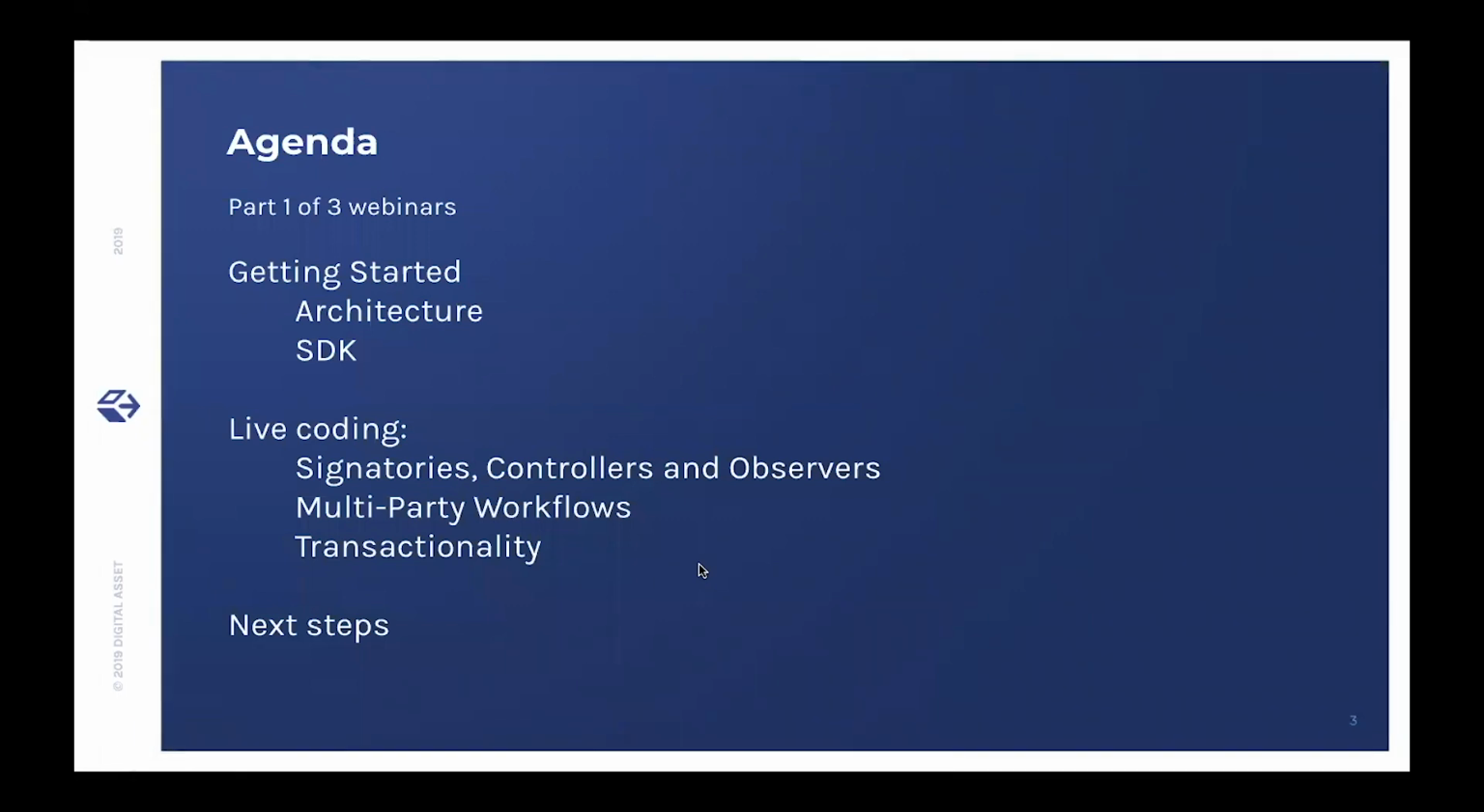Firstly, we're going to discuss the relationships between signatories, controllers, and observers, how to do multi-party workflows, and what we mean by a Daml transaction. So that should be the bulk of it. And lastly, we'll discuss next steps. In particular, if we have time, I'll try to give you a little bit of a teaser for Dabble. Okay, so let's get right into it.